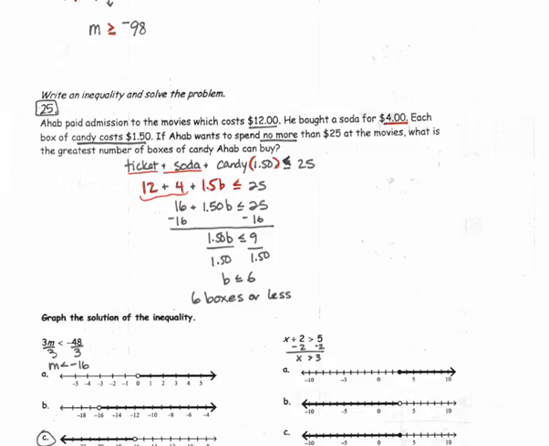Combine your like terms, that gives you $16. Then subtract $16 from both sides of the equation so you know how much you have left to spend on candy. So 25 minus 16 is 9. That's how much you have left to spend on candy. Then you divide by the coefficient $1.50. A number divided by itself is 1. Bring down the b. 9 divided by $1.50 is 6. So you can get 6 boxes or less of candy.